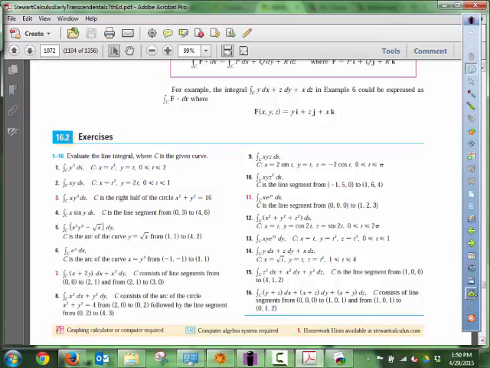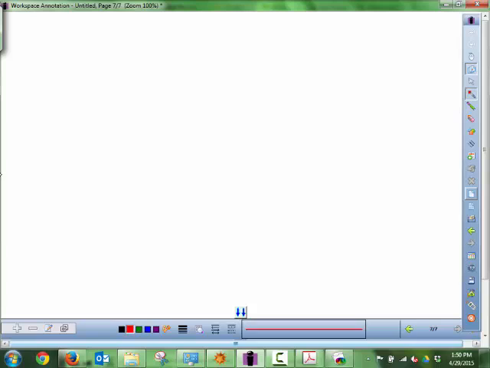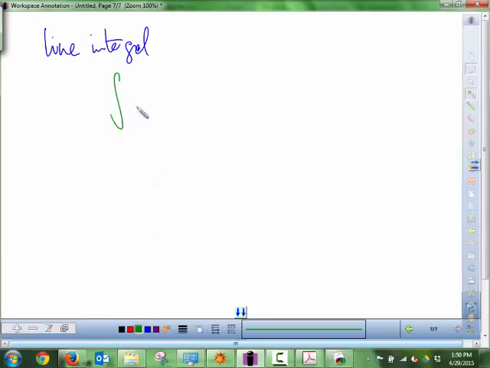So let's take a look at that line integral again, where I said the line integral looks like this. What this means is that you can actually break up the line integral or do the components once you have the parameterization.